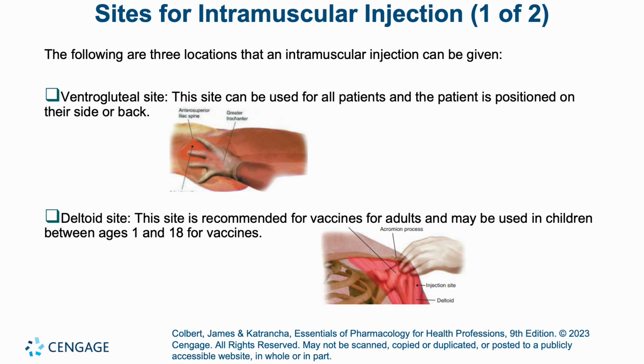When giving an intramuscular injection, there are 3 locations that the injection can be given. One is the ventral gluteal site. This site can be used for all patients, and the patient is positioned on their side or back. You can see in the picture below, the hand goes on the hip bone. So the heel of the palm goes on the greater trochanter, which is where the hip bone meets the leg bone, or the femur. And then you point your index finger toward the anterior superior iliac spine with your middle finger toward the iliac crest. Then you spread your index and middle fingers and form a triangle, and the injection site is in the middle of the triangle.